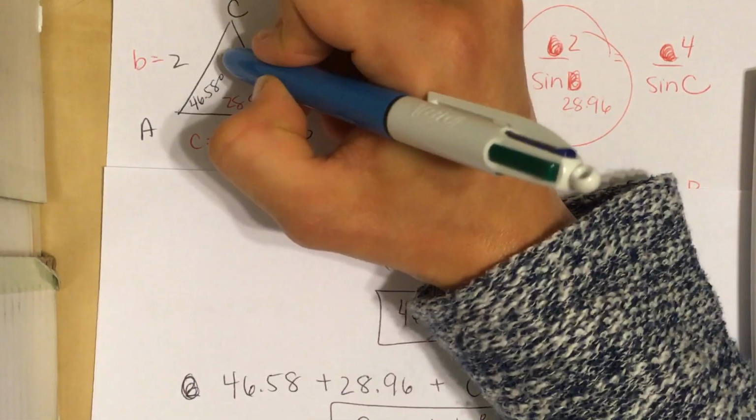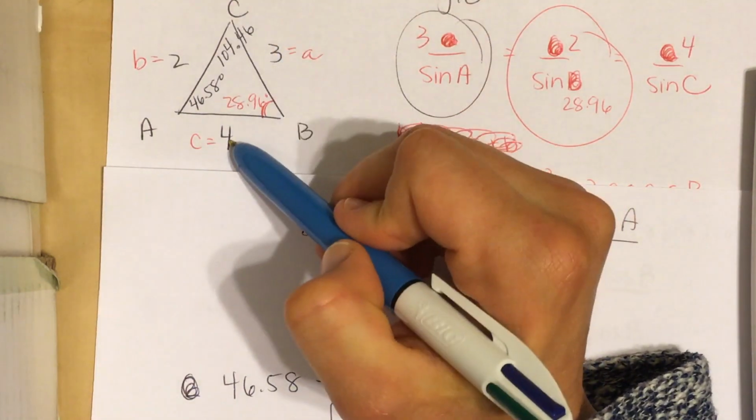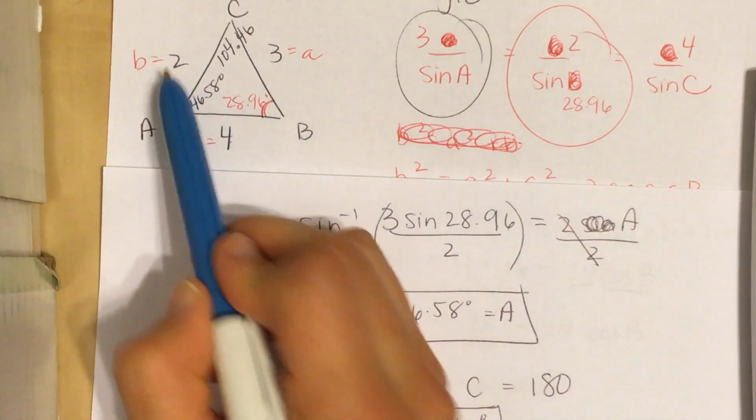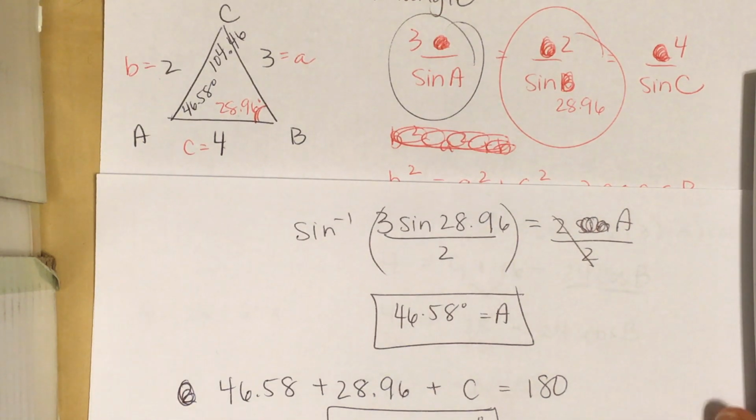This is good. My biggest angle is across from my biggest side. My smallest angle is across from my smallest side. So I probably did everything correctly.